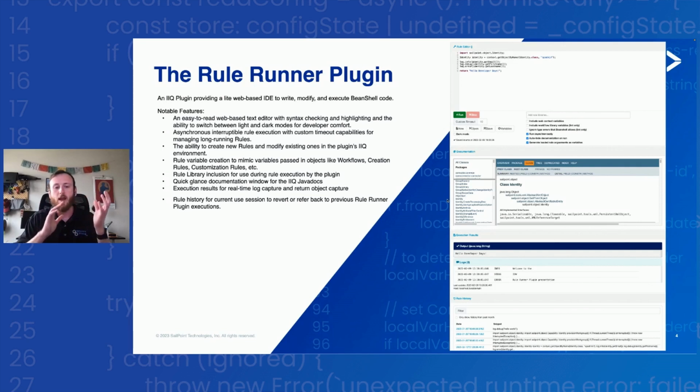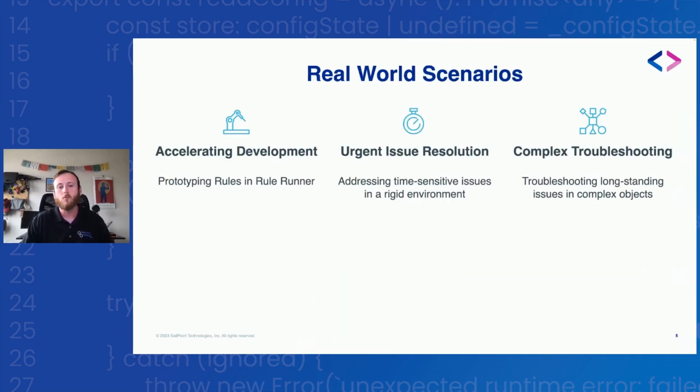And we also offer a rule history for the current view session to revert or refer back to from previous Rule Runner plugin executions. And we're constantly adding more features as we find new needs. But today, I'm going to be discussing with you 3 real-world scenarios that we've encountered where Rule Runner was instrumental in resolving issues or accelerating our workflows.